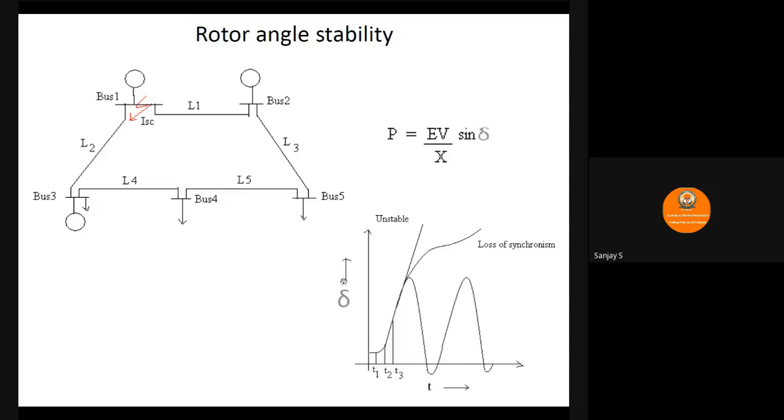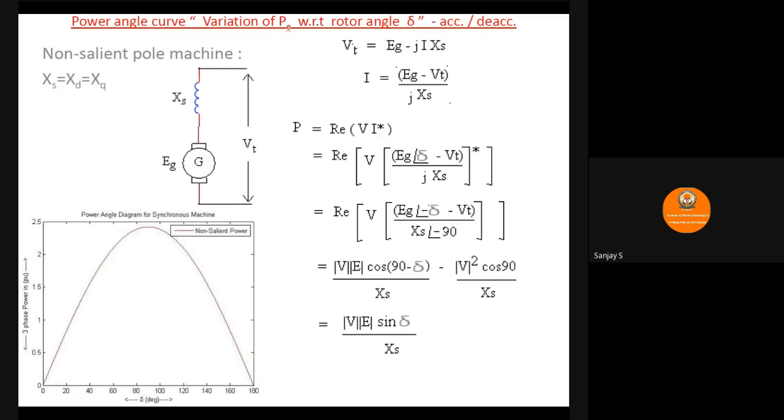What you're seeing here, delta versus t, is called the power angle curve, and this power angle curve will be plotted for both synchronous machines as well as salient pole machine and non-salient pole machine. You very well know in your machines you have studied what is a salient pole machine, what is a non-salient pole machine. The behavior will be quite different. You'll be studying it here.